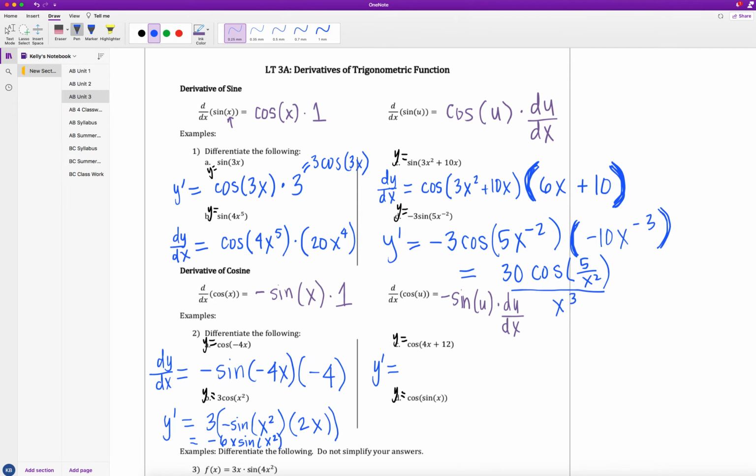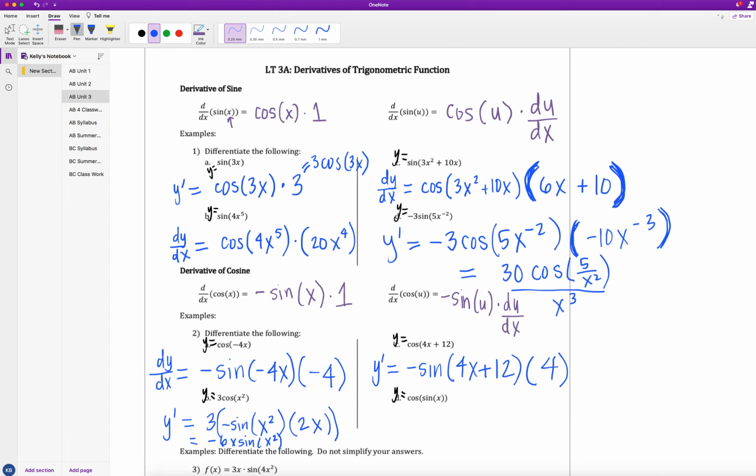I have a composition here, so to take the derivative, I'll be using a chain rule. My outside function is cosine. Derivative of cosine is negative sine. Keep the inside the same, times the derivative of the inside function would just be 4, since the 12 is a constant and the derivative of a constant is always 0.